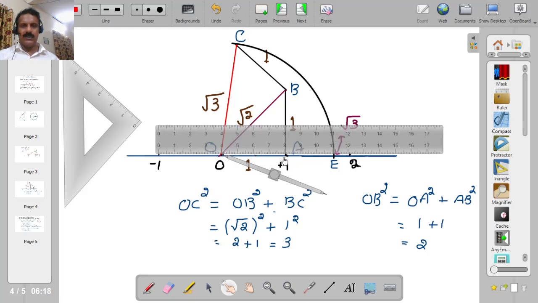So this is 1 and this is marked as 2. I have taken 4 centimeters as 1 unit. We have marked the points 1 and 2. And we also have to mark the point -1. -1 is to the left side of the point 0.